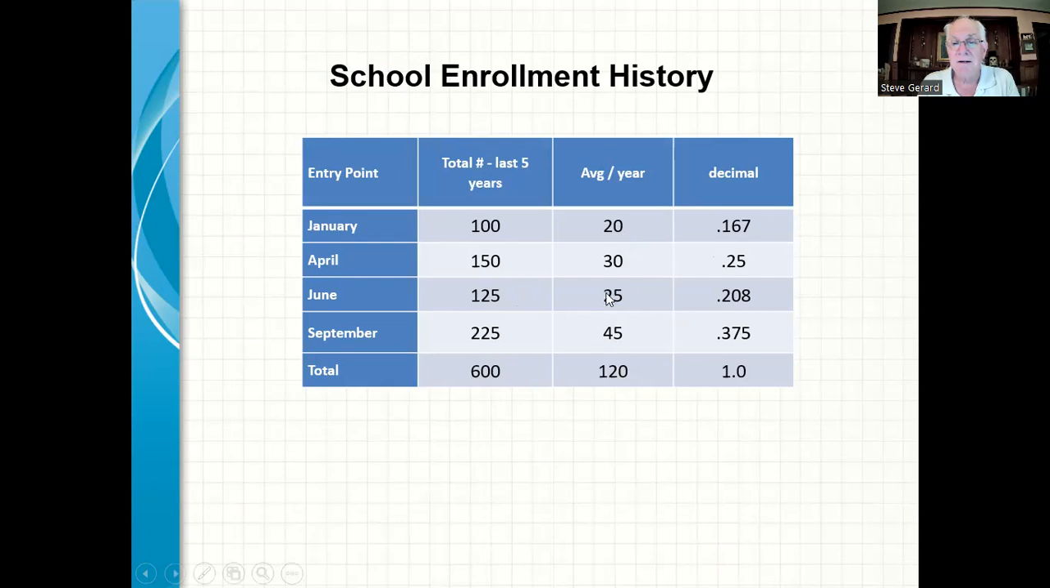If you take 120 and take 20 and divide by 120, it gives you this decimal, which is the proportion of 120 that 20 is. 30 is 25%, or 0.25 of 120. 25 is 20.8%, and 45 is 37.5%. That's the beginning of a frequency distribution.